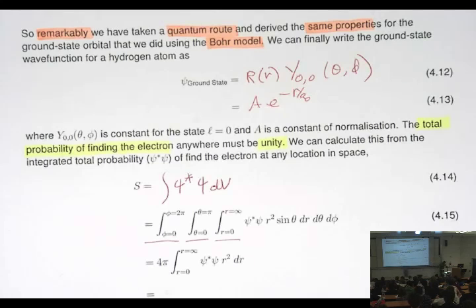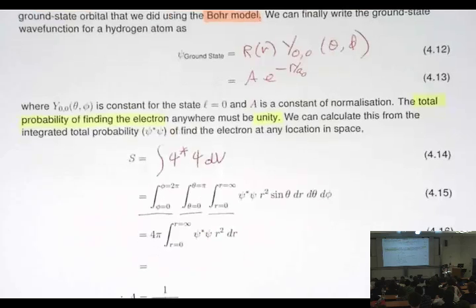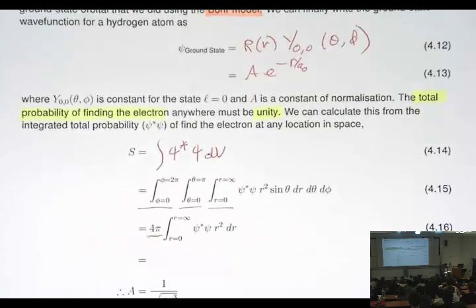It's not very magical, it just takes time and it's a bit messy and it's not core to this course, but you can look it up. So if we do all the angular integrals, which you can do at home, that comes out to be 4 pi.